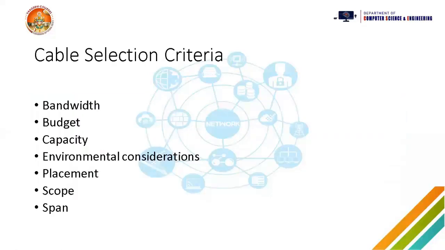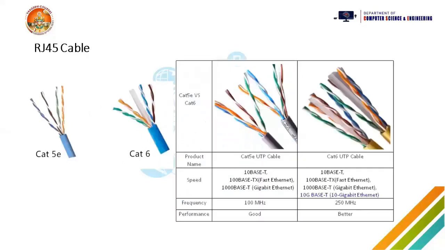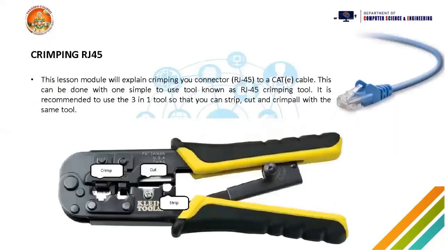Now, which cable to choose and how to choose? The selection criteria are bandwidth, budget, capacity, environmental condition, placement, scope, and span. Bandwidth is about what bandwidth you are looking for, what is your budget, what is the capacity you are looking for, and so on.